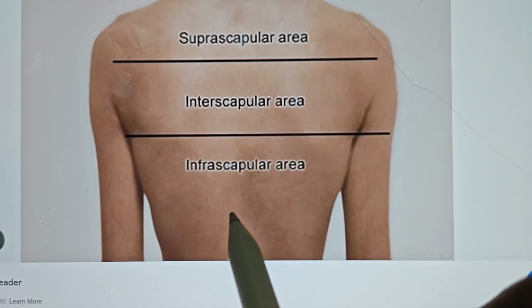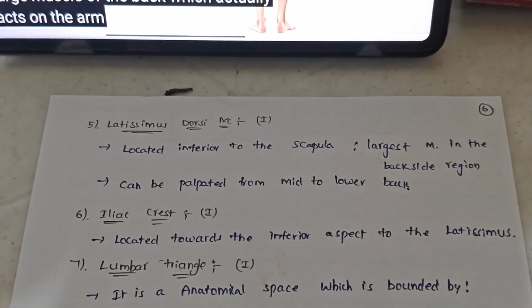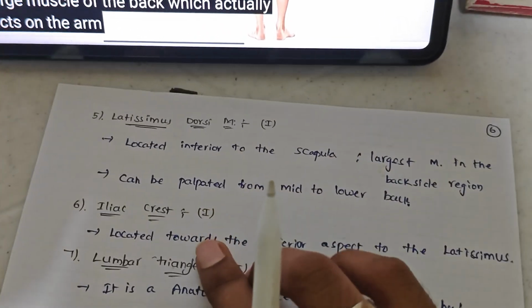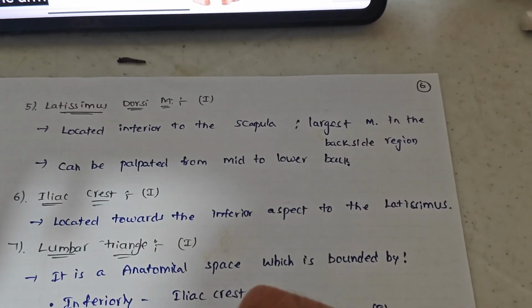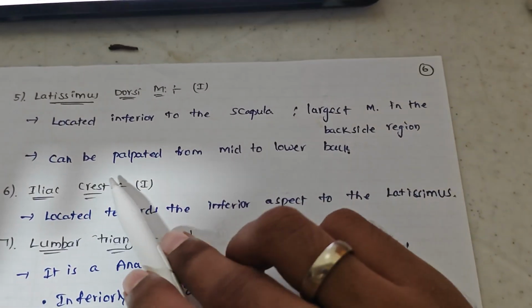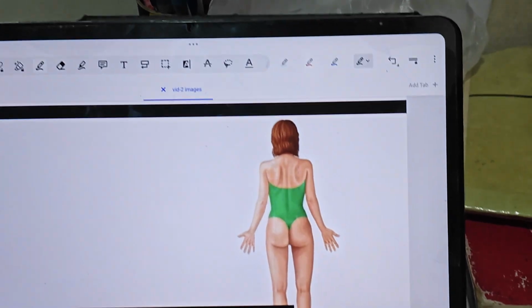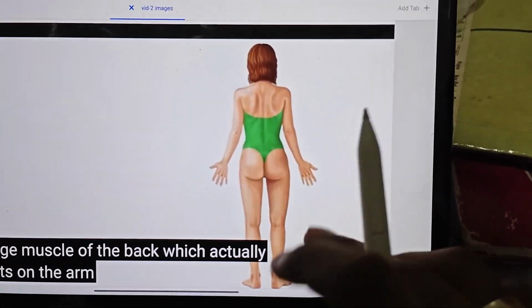to the scapular area. Our next anatomical landmark on the posterior aspect is latissimus dorsi muscle. It is located inferior to the scapula, and it is the largest muscle in the backside region. It can be palpated from mid to lower back. You can see the latissimus dorsi muscle here.